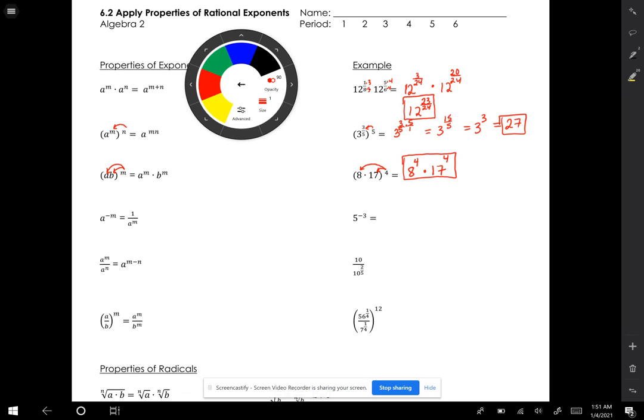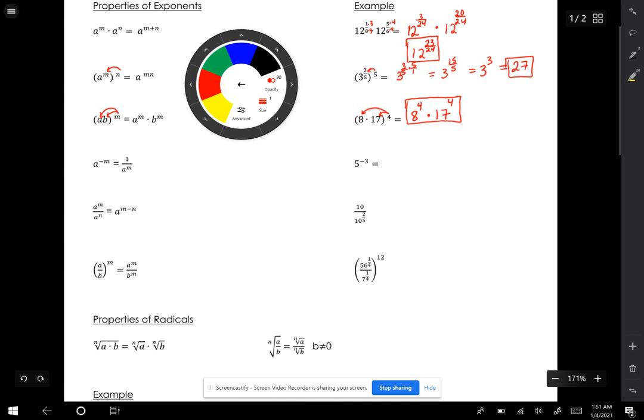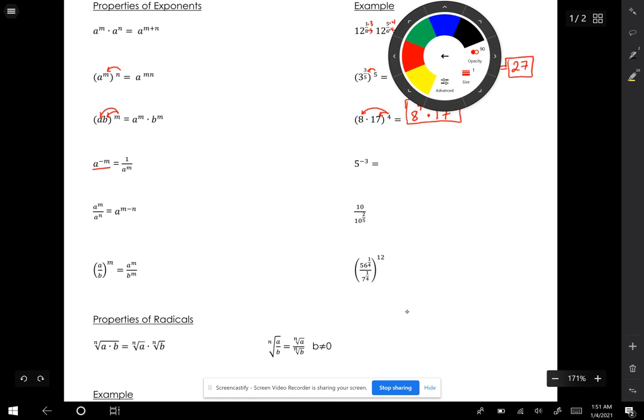Okay, for the negative exponents, remember, this is over 1. And so you just flip the numerator and denominator and make the exponent positive when you do move it. So this is over 1. So it'd be 1 over 5 to the 3rd, which is the same thing as 1 over 125.